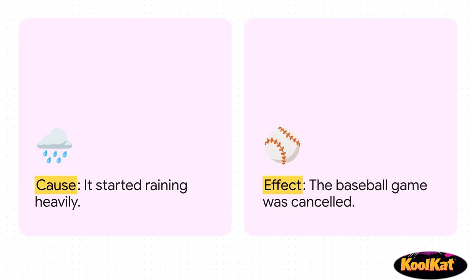Okay, first up, you've got your classic cause and effect. This is when one thing directly makes another thing happen. For example, it started raining heavily. That's your cause. So, what's the effect? The baseball game was canceled. See, it's a super clear link. A leads directly to B.